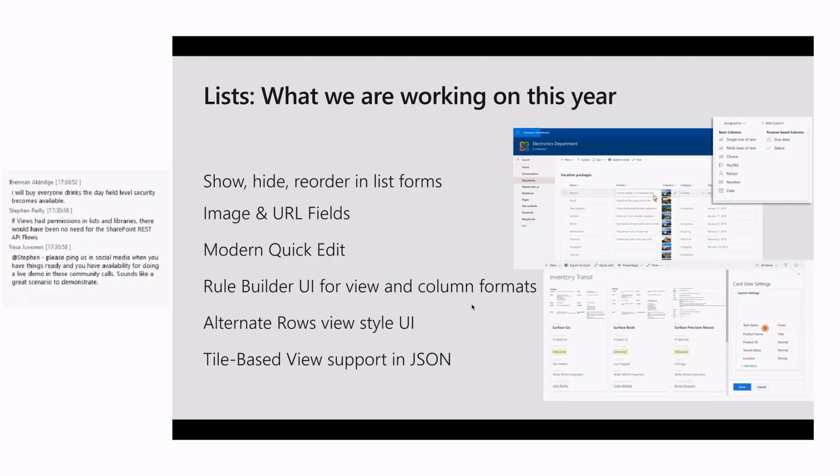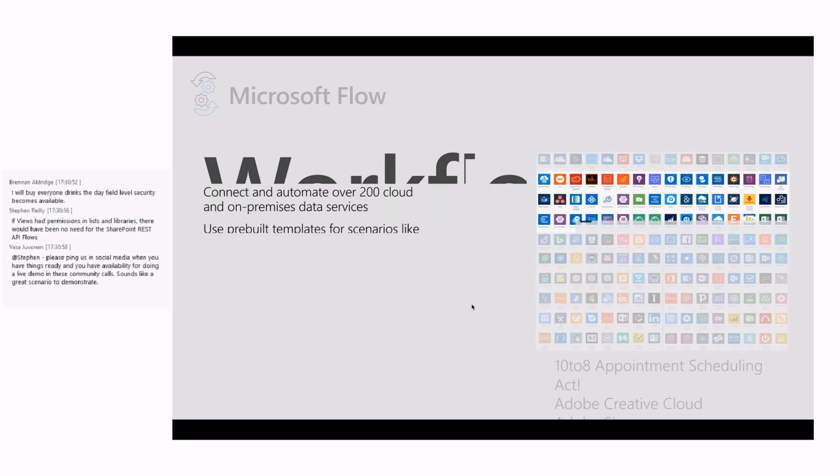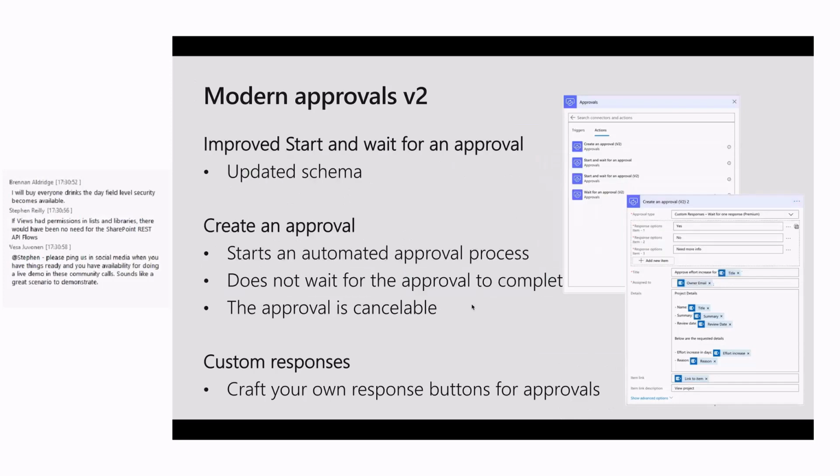Workflow, I'm going to skip all of this. We all know about all of the other things, but some of the key things here. So Flow just released Modern Approvals V2. You could see it's actually rolling out. It will have V2 at the end of the action name.